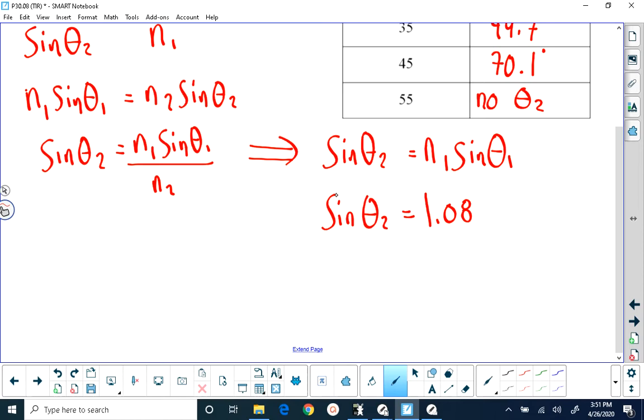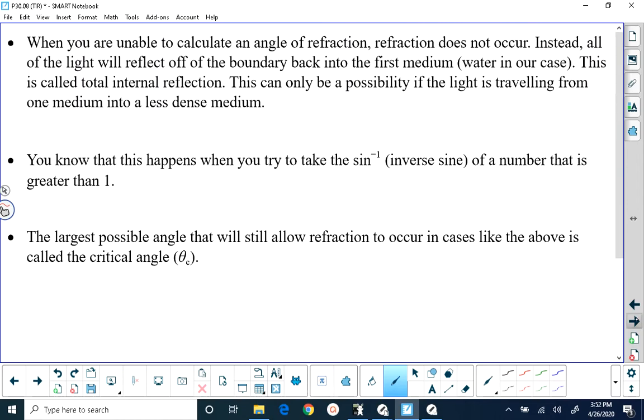So what does it do instead? When you are unable to calculate an angle of refraction, refraction does not occur. Instead, all of the light will reflect off of the boundary and back into the first medium. This is what we call total internal reflection.